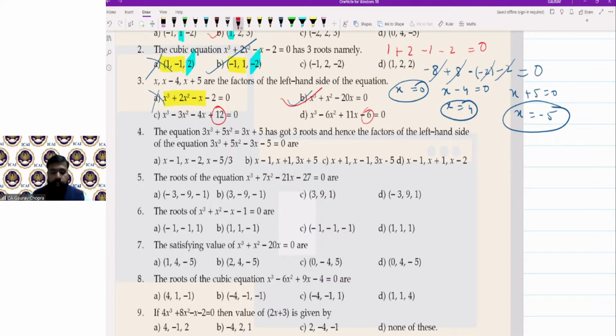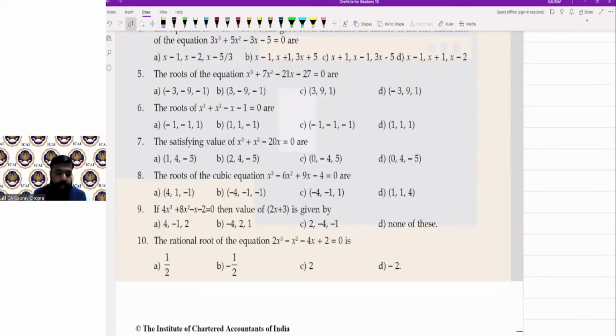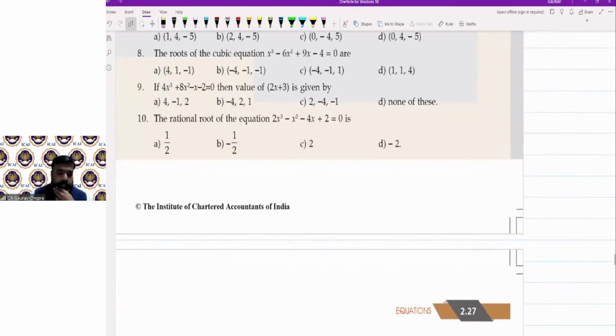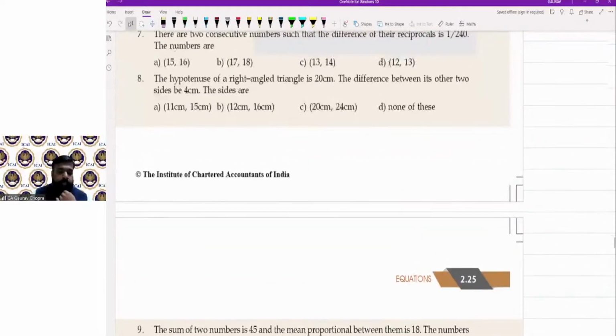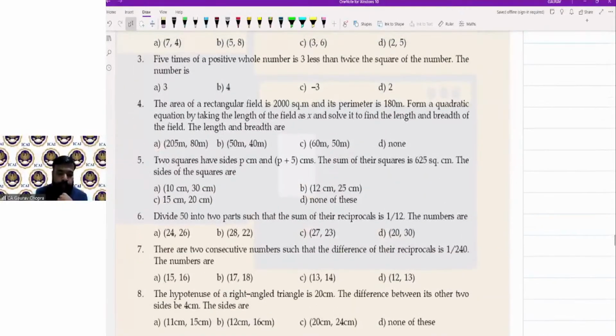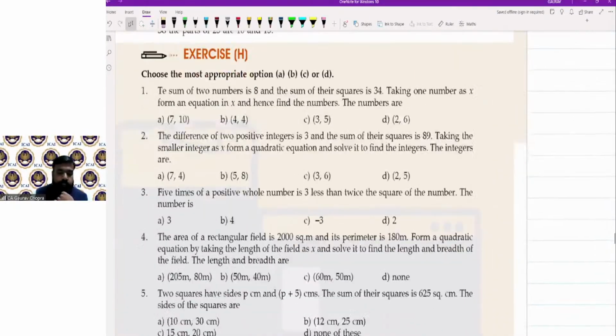So now all these questions are similar. So you can try it by yourself. And then let's try some questions from exercise number H. Exercise number H.